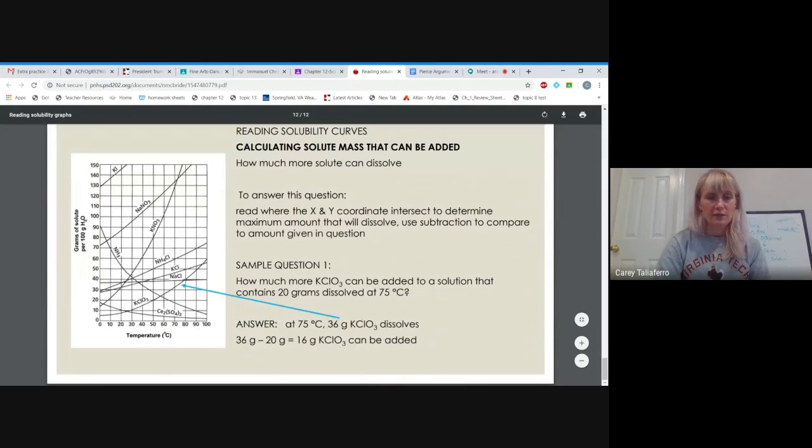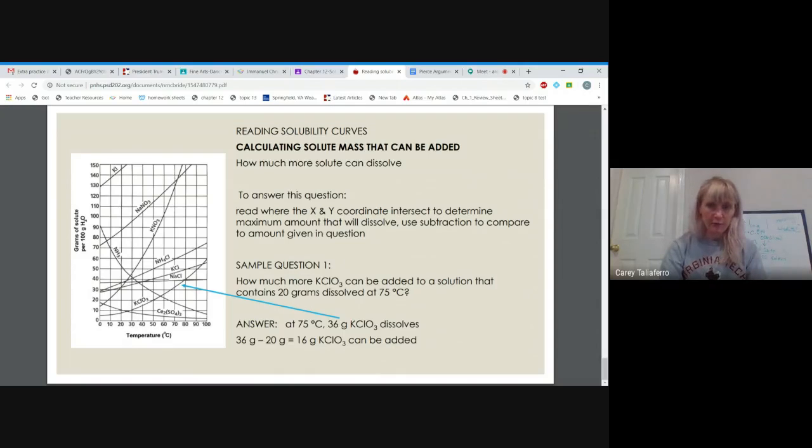All right, so this is another way we can approach this problem. So here's the question. How much more potassium chlorate can be added to a solution that contains 20 grams dissolved in 75 degrees Celsius? Okay, break this down a little bit. Where's potassium chlorate? Where's my curve? Right here.